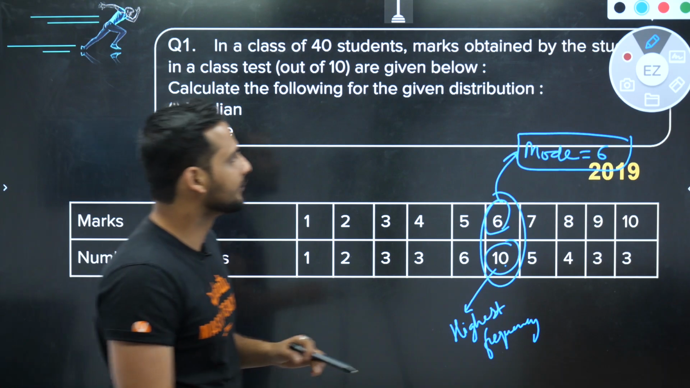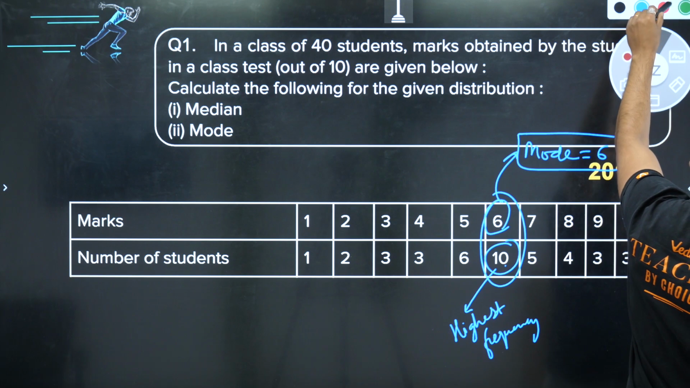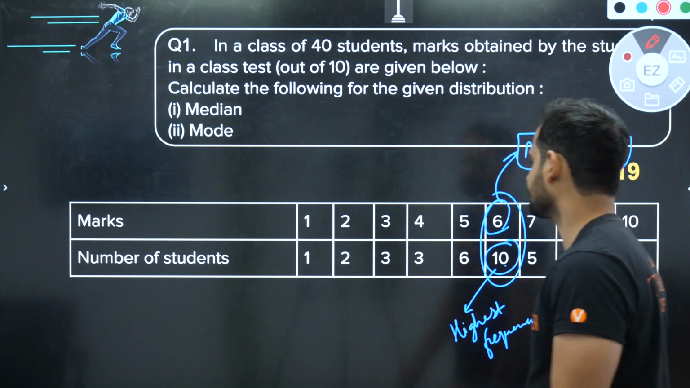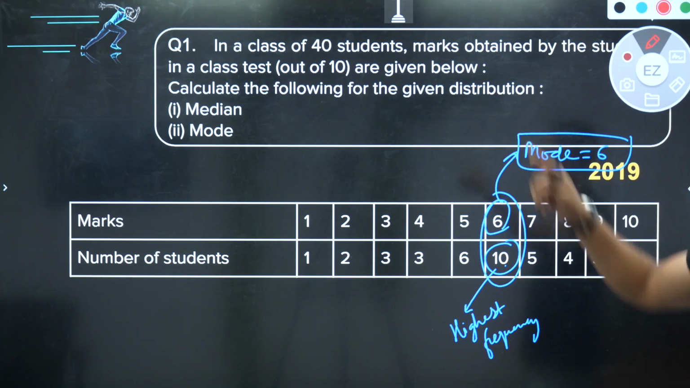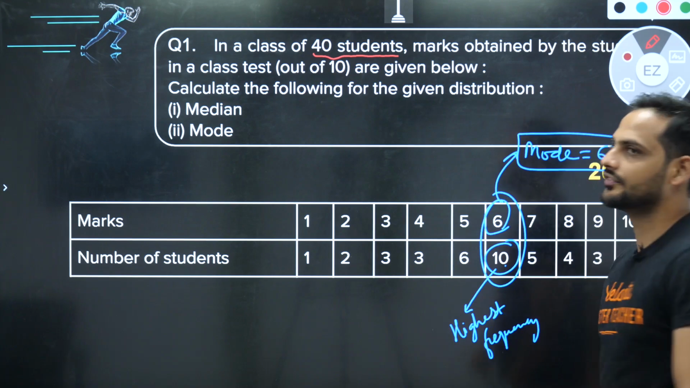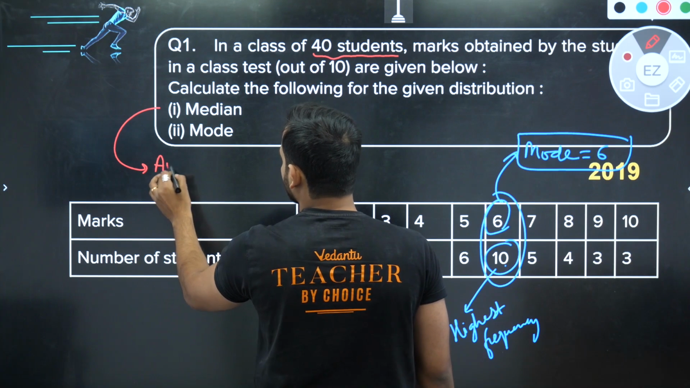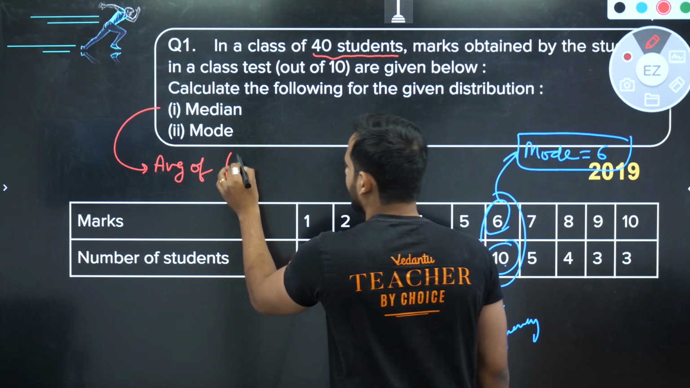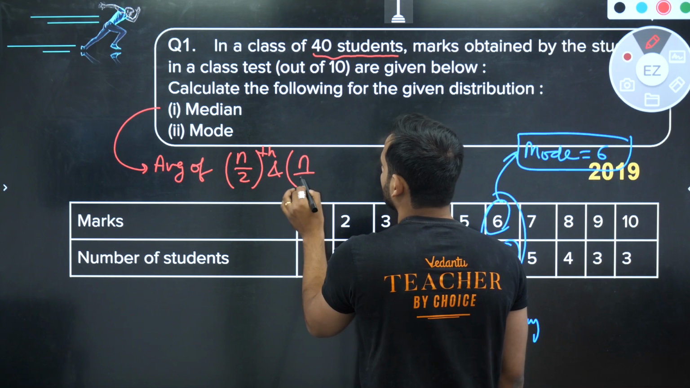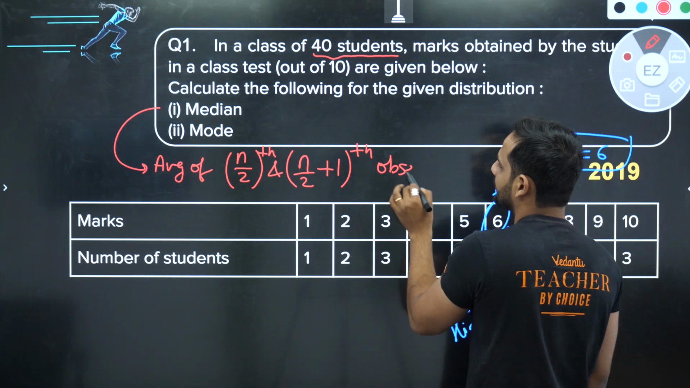Let's understand the median. अब बेटा median के लिए you should understand that median is nothing but the middle value, है ना. So how many students are there? There are total 40 students. The number of students is even. If the number of students are even, you know that median is going to be average of n by 2 and n by 2 plus 1th observation, है ना, correct?